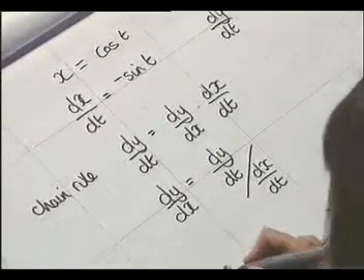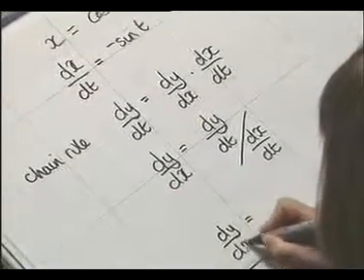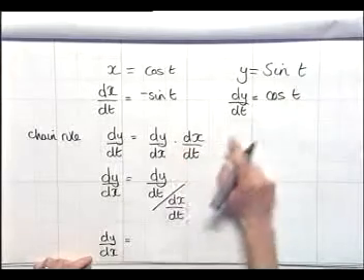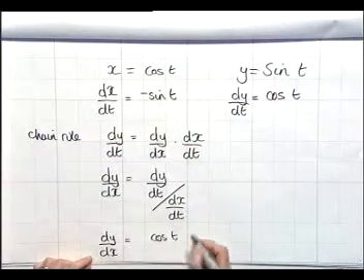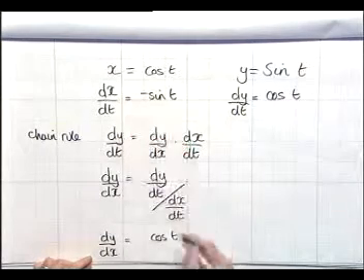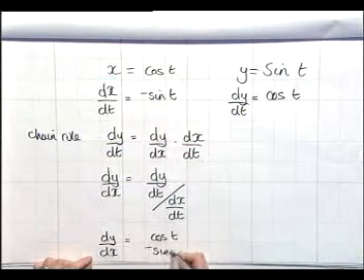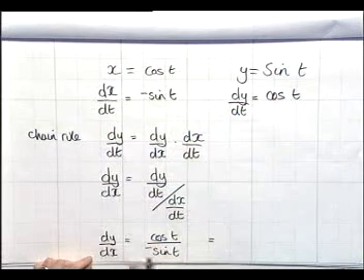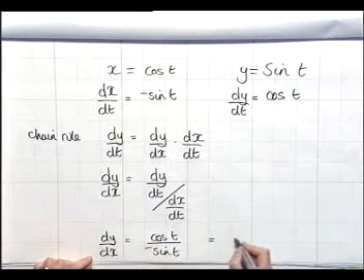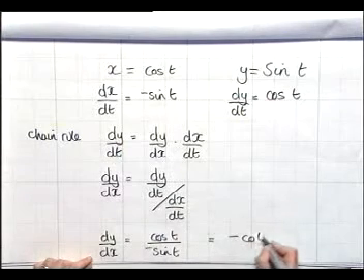So if we now substitute, dy by dt is cos t, and dx by dt is minus sine t. So what we have is the derivative, dy by dx, is minus cot t.